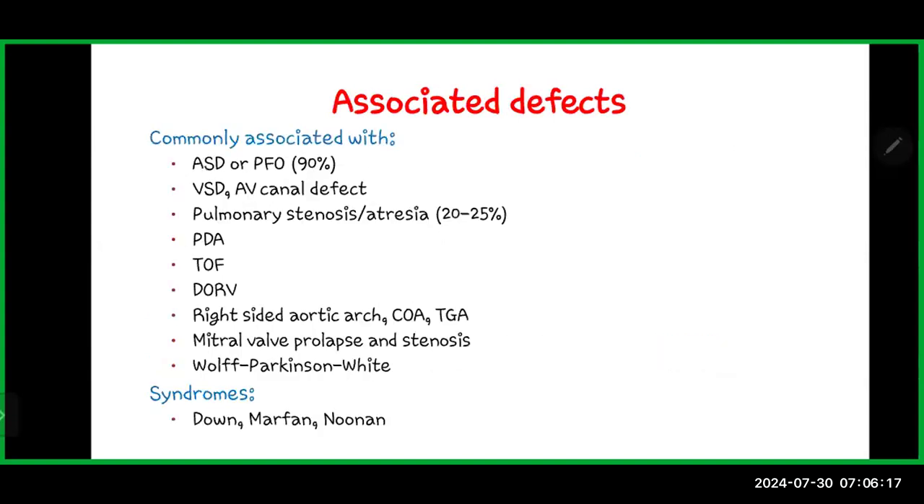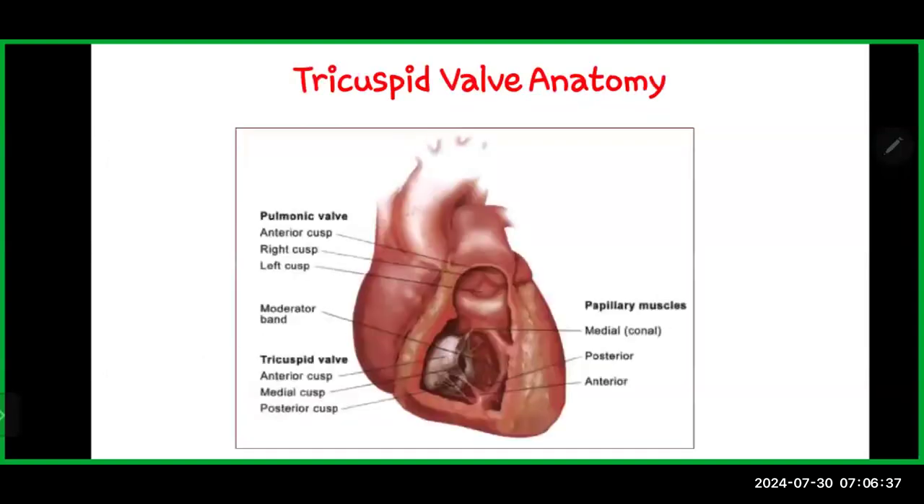Other associated defects are the ventricular septal defects, the atrial septal defects, the pulmonary stenosis or atresia, the PDA, the TOF, and some syndromes that have been associated with this defect are Marfan and Down syndrome. Now, looking at the tricuspid valve anomaly to explain the pathophysiology.